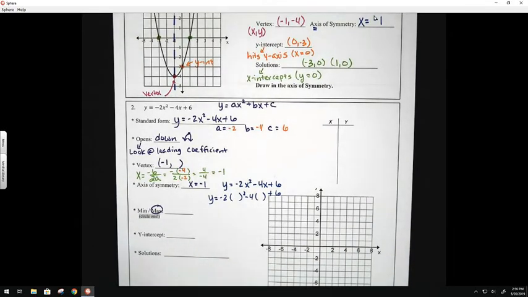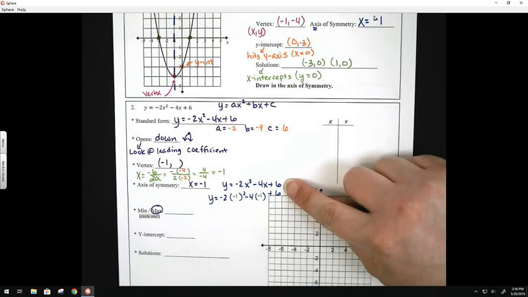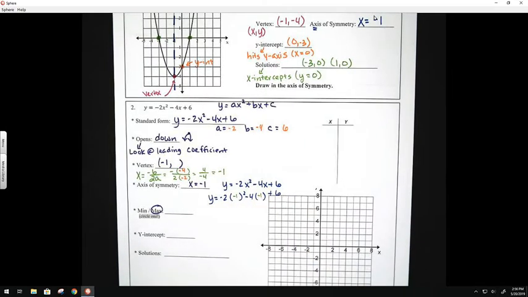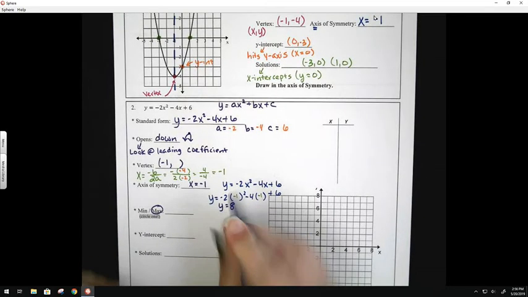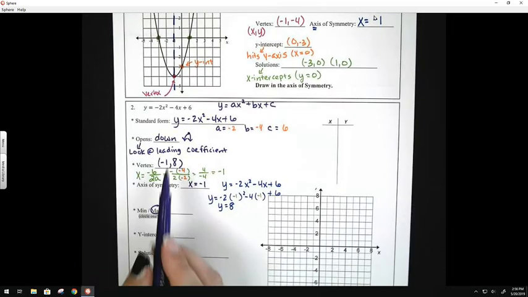So the x value that I found was -1. So you can see, here's my original equation, and all I did was take out x and substitute in the x value that I found. So if I put that in my calculator, let's see, I'd get -2 plus 4, which is 2 plus 6, which is 8. So we get a y value of 8. So that means our vertex is the point -1, 8.